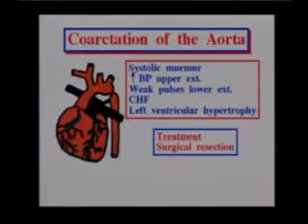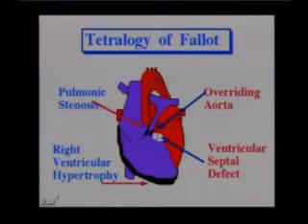Another heart defect is coarctation of the aorta. And you can see in this picture that that aorta is extremely narrowed. One of the characteristic assessment findings of this is that the blood pressure is higher in the upper extremities and lower in the lower extremities. And again, the pulses are weaker in the lower extremities because not as much blood is flowing to those extremities. Oftentimes, the child will develop left ventricular hypertrophy as well. Surgery is again the treatment for this.